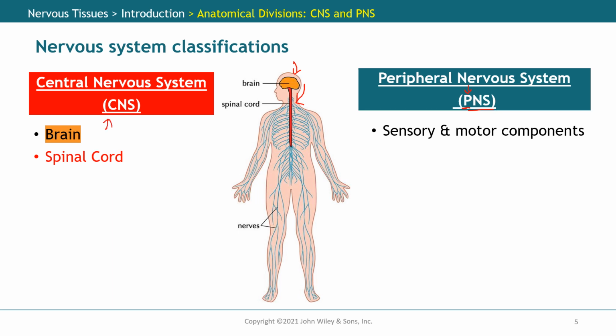The peripheral nervous system is composed of sensory and motor components. As you remember, the sensory neurons are the ones that perceive, and the motor neurons are the ones that give the response. So this is the big picture, the big division: central nervous system and peripheral nervous system.